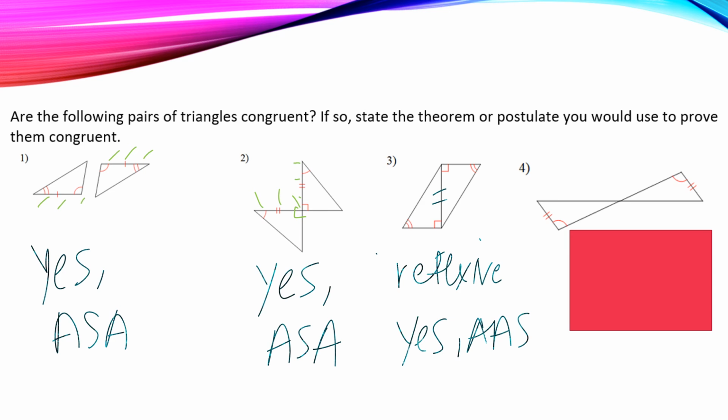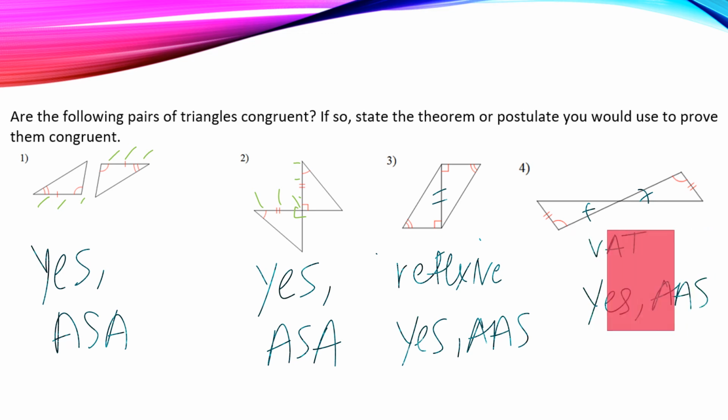For number four, again, you don't have enough information, so you need to try and make some information for yourself. I know that I have vertical angles here, right? They're across from each other, they share a ray, they have the same vertex. So those two angles are congruent, and then that being said, we have angle, angle, side, which makes both of those triangles congruent. Flip to the back, and I want you guys to try that yourselves, okay?